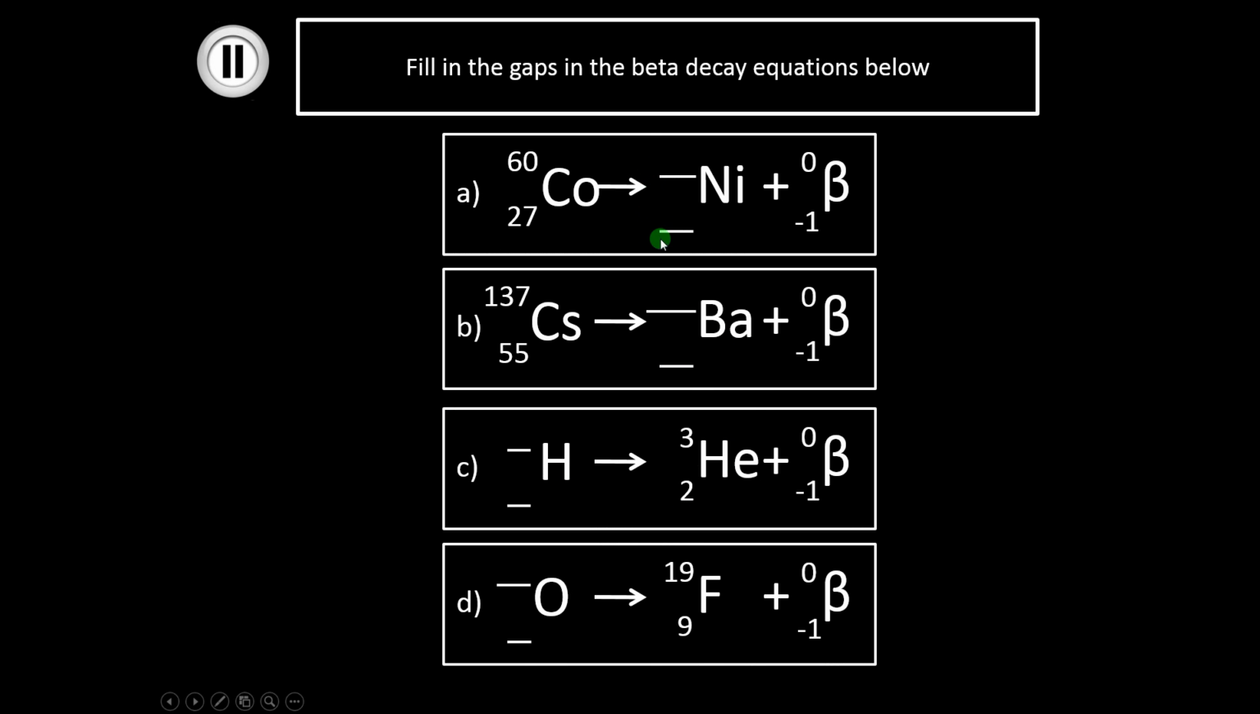Have a go at these, remembering that the total's got to add up. Pause and we'll check them. Okay, so first one, 60 at the top, same number as on the left-hand side because of the 0 on the beta. And 28 minus 1 gives 27. Next one, 137 at the top, 56 minus 1 gives us 55. Number C, we've got 3 at the top, again, 2 minus 1 gives us 1. And D, we have 19 at the top, and 9 minus 1 gives us 8.